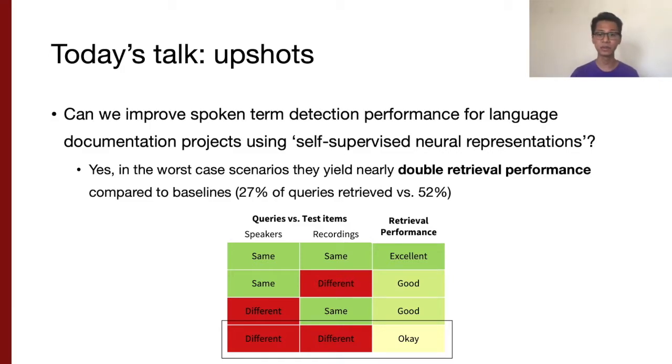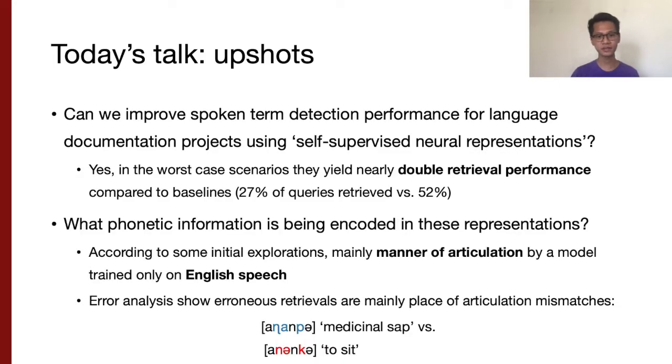It turns out that even in the worst case scenarios, you can get improvements from being about a third of the time correct to half correct, and that's not bad. We were interested in also exploring these representations a bit more, and in our explorations what we found was that for a model trained only on English speech, what tends to happen when you search for a word like "arnanpa" is that you can end up with matches like "ananka". You can see both these words have the same manner template more or less, vowel, nasal, vowel, and so on. But the place of articulation is under-differentiated, so the retroflex nasal has been mistaken as an alveolar nasal, for example.